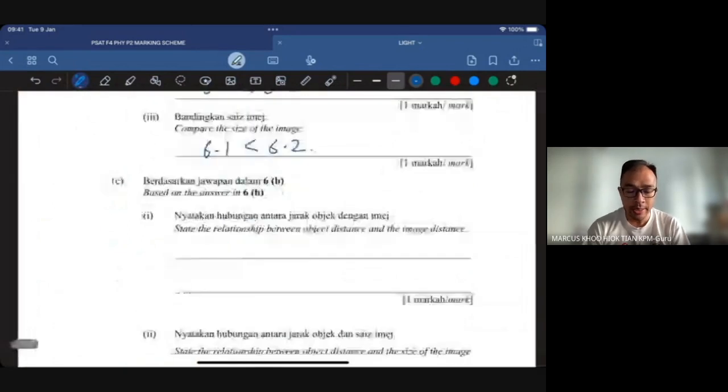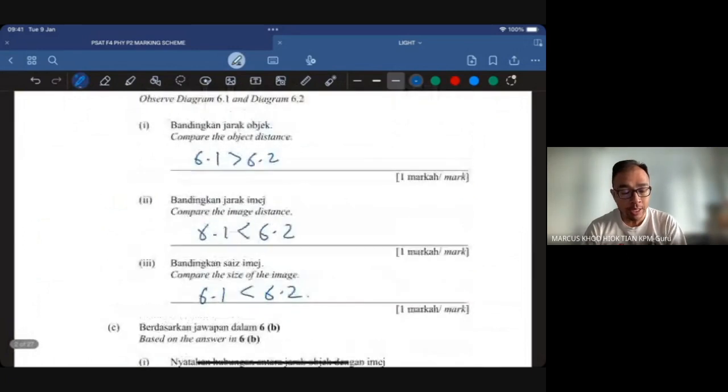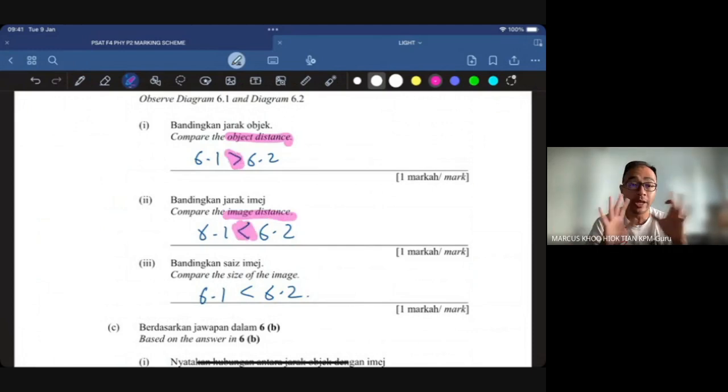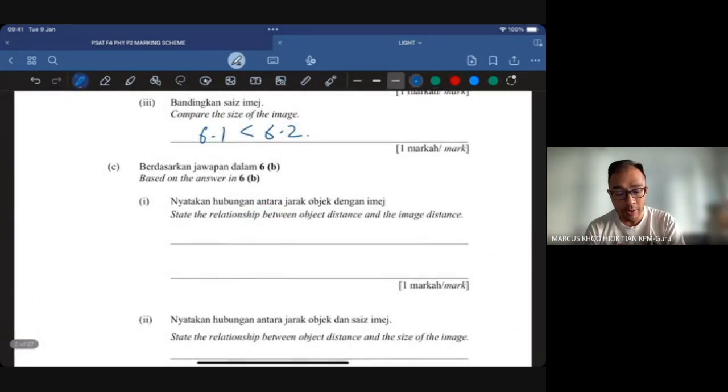Based on the answer, state the relationship between the object distance and the image distance. So we are doing a relationship between these two things. And since they are both in different directions, of course 6.1 both are in front lah. So that means one bigger, one smaller. So the bigger the object distance, the smaller the image distance.